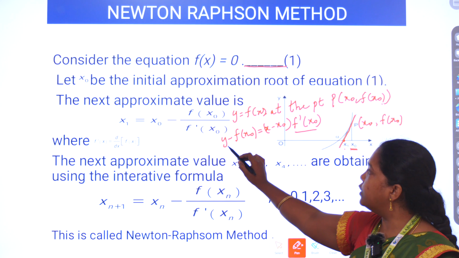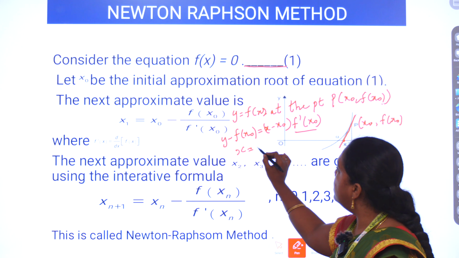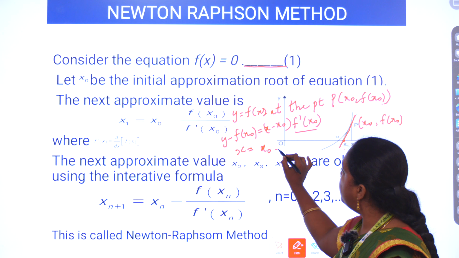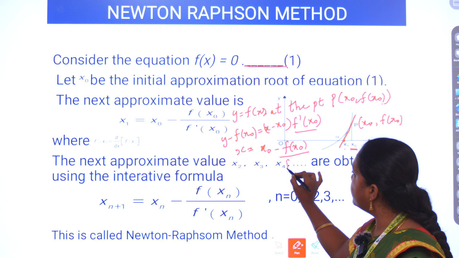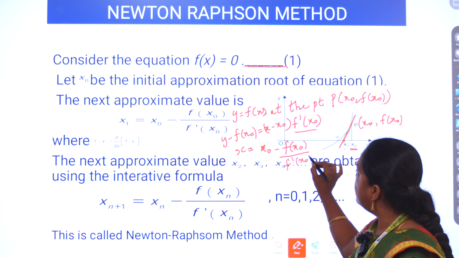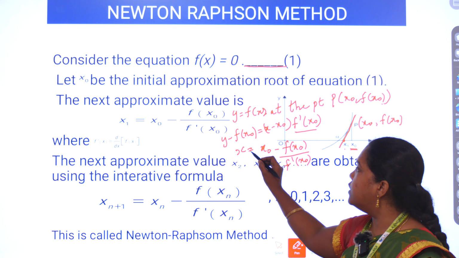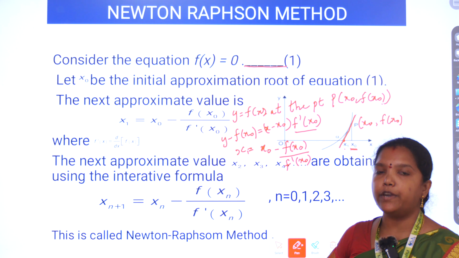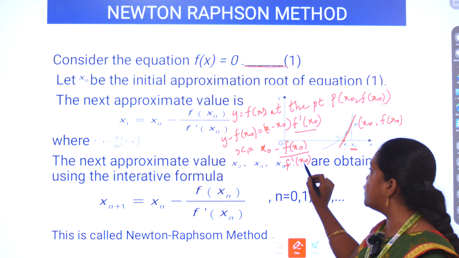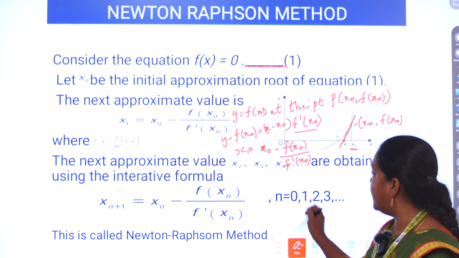Setting y equal to 0 and solving for the x, we get x is equal to x naught minus f of x naught divided by f dash of x naught. This is nothing but the next initial root, that is x1. So x1 can be represented as x0 minus f of x0 divided by f dash of x0. So repeating the process for x2, x3, etc.